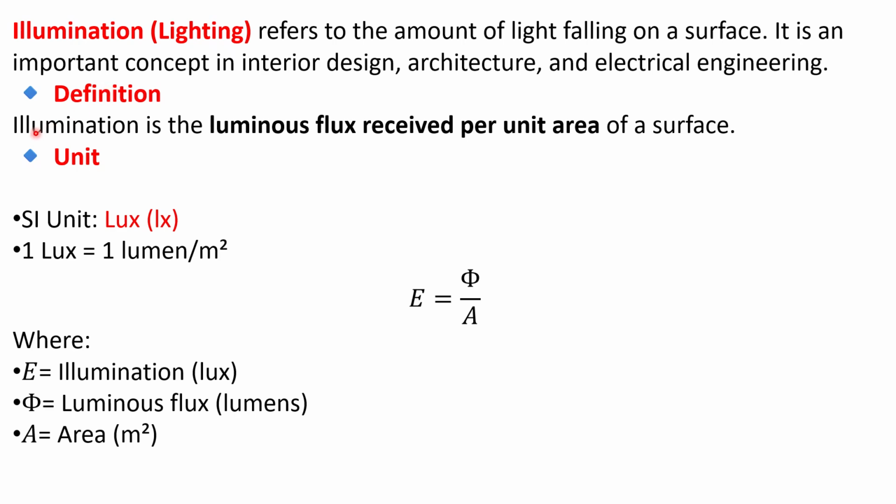Definition: illumination is the luminous flux received per unit area of a surface. The unit of illumination in SI system is lux. 1 lux means 1 lumen per square meter. The formula is E equal to phi upon A, where E is illumination, phi is luminous flux, and A is area in square meter.